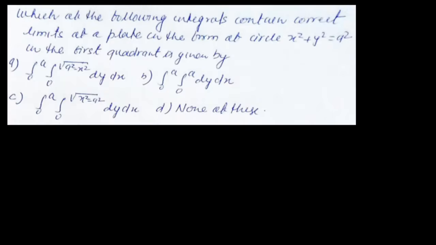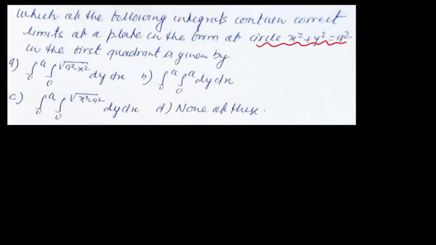Now, which of the following integrals contains the correct limits of a plate in polar form, the correct limits of a plate in the form of the circle x square plus y square is equal to a square in the first quadrant? The language of the question is slightly poor, but anyway, basically what they are asking is that we have to decide the limits. So just look at the question once more.